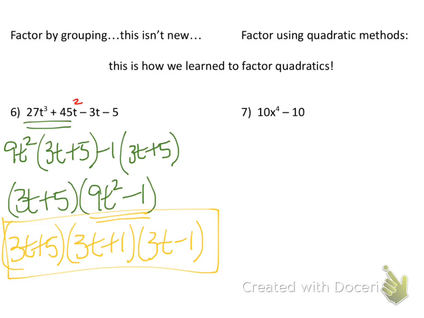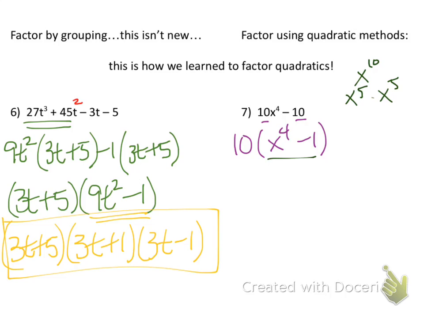Example number 7. Well, obviously we can see we can factor out a 10. So when we factor out a 10, we're left with x to the 4th minus 1. Well, anytime you have an even exponent, you're going to have a perfect square, because x squared times x squared would give us x to the 4th. If I had x to the 10th, well, x to the 5th times x to the 5th would give us x to the 10th. So x to the 10th would also be a perfect square.